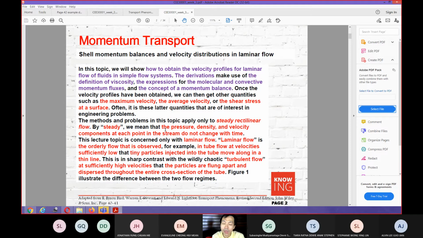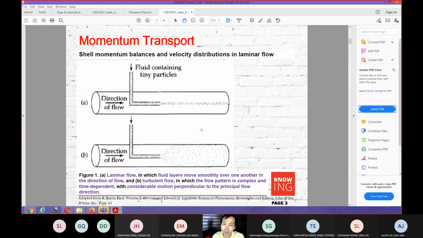So what is meant by steady rectilinear flow is that the pressure, density, and the velocity components at each point in the stream do not change with time. Okay, and these are just giving you a bit of illustration into the difference between the laminar and the turbulent flow. So laminar flow is shown by A in here.